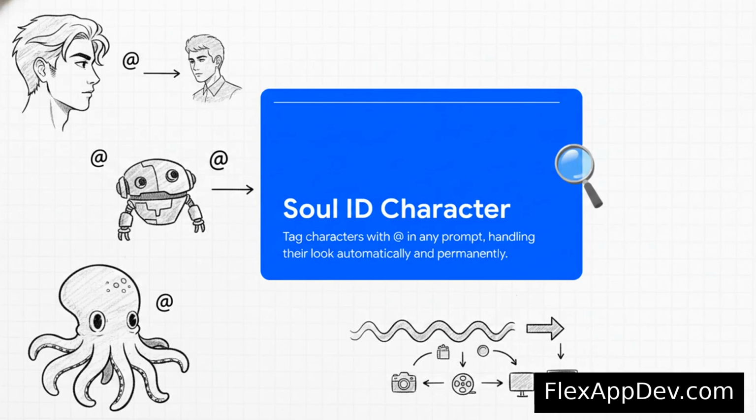Now, what's really interesting about this slide is how Soul ID completely revolutionizes the workflow. Soul ID Character is a system that allows you to tag your uploaded character using the @ symbol in any future prompt. Think about what a massive time saver this is. Instead of writing a huge paragraph describing Liam's hair, his exact jacket, and his facial structure every single time you want a new shot, you literally just type @Liam. That's it. The model automatically handles his visual consistency permanently. It gives you instant reusability across every single shot. We do this for Liam, the Martian he meets, and the sea creature he encounters.